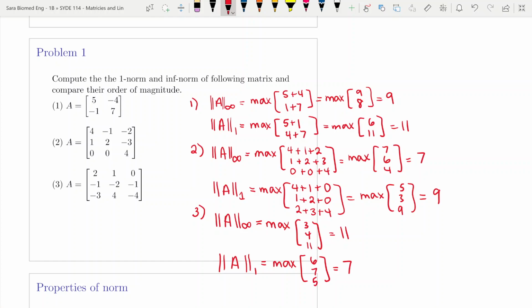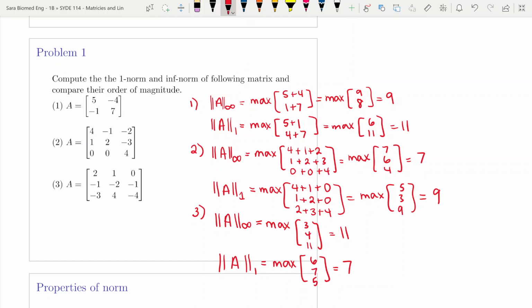Negative 1, 2 plus 2 plus 0. Third entry, negative 2 plus negative 3 plus 4. And we're going to take a maximum value. So that's max, just for my own notes. So this is 5. This is 3. That is 9. So this is 9. Okay, so the one norm of this matrix is 9.